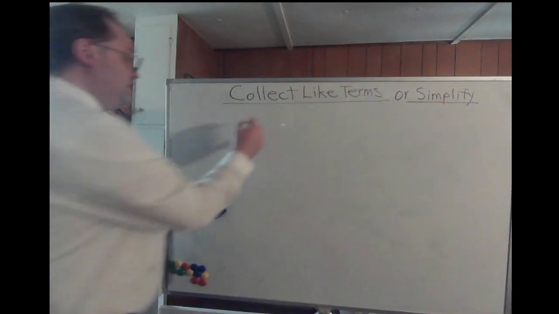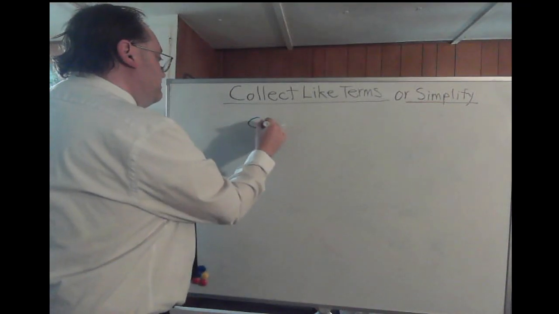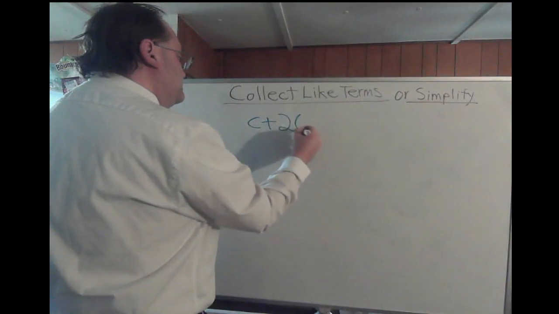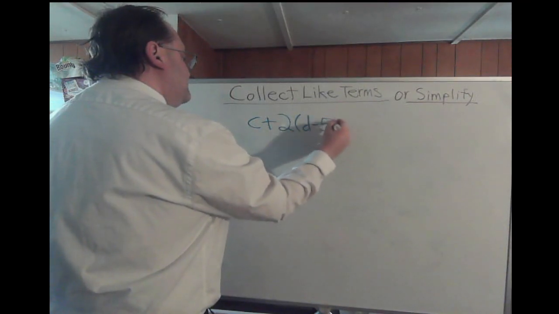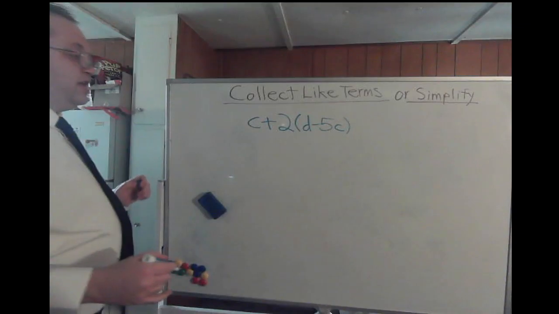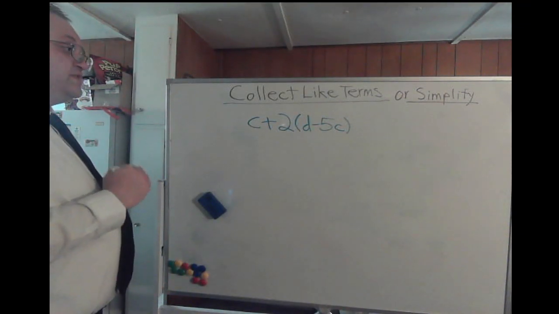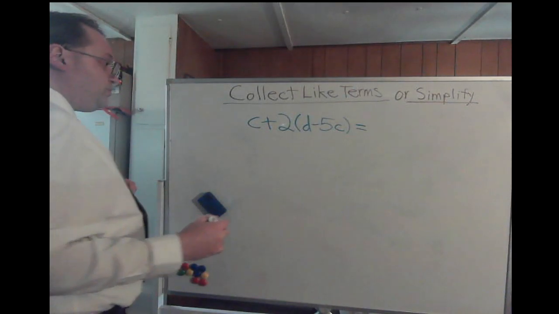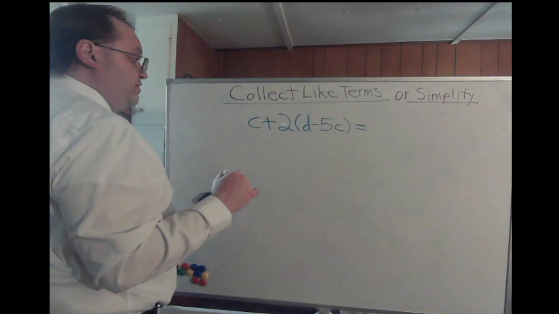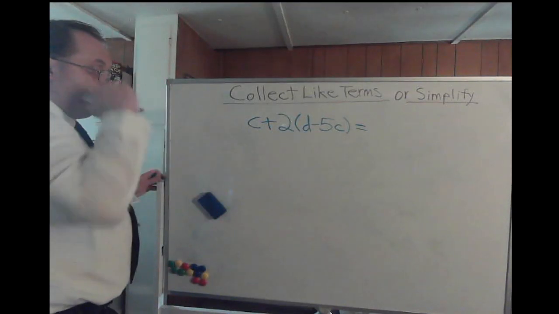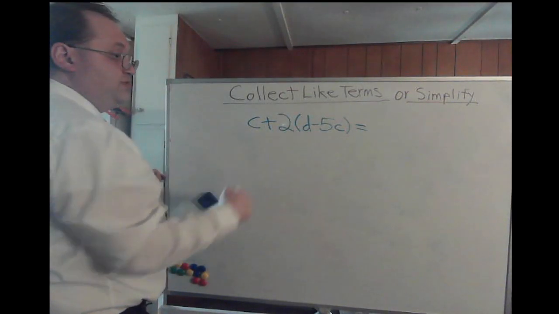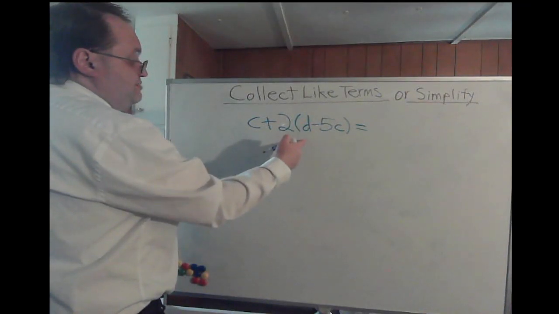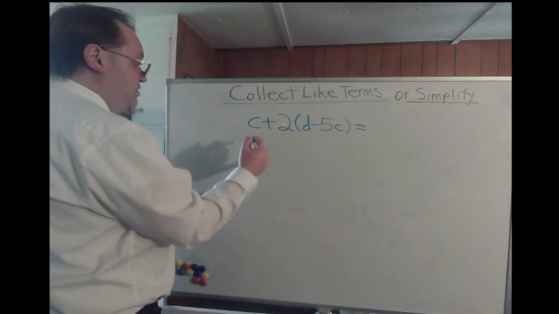Oh, here's a good one, because this has a distributive property in it. A little bit of review from yesterday. We have c plus 2 times d minus 5c. This has a distributive property. Well, of course, first thing I would do, again here, do your distributive property first. Remember, parentheses always come first in the order of operations. In this case, using the distributive property would count as that. Which would actually count as multiplication, but multiplication comes before addition.